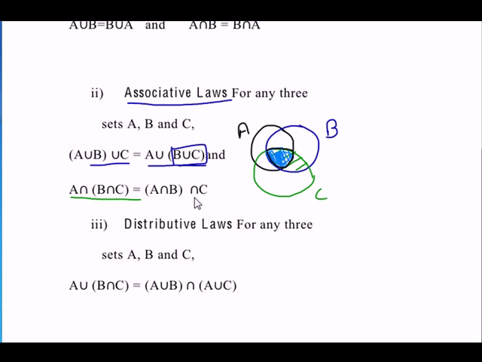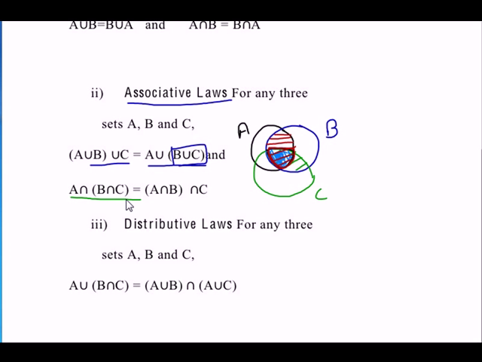And now let's look at the right hand side. So we do A intersection B first, so that would be this whole area. And then we do the intersection of the result with C. So what is common between A intersection B, which is this area, and C? And the answer is again this portion, the same portion that we got earlier on the left hand side of this equation.